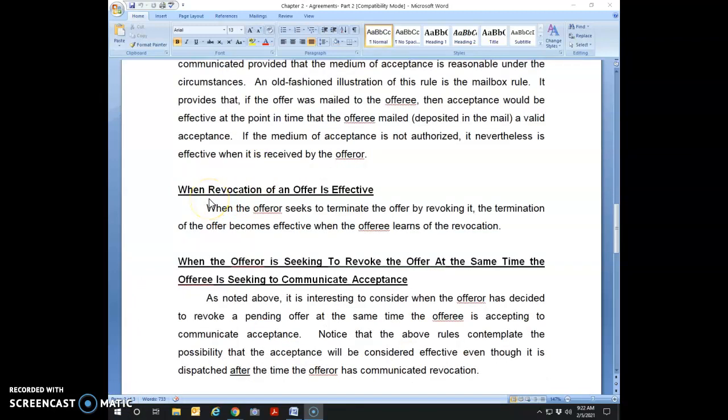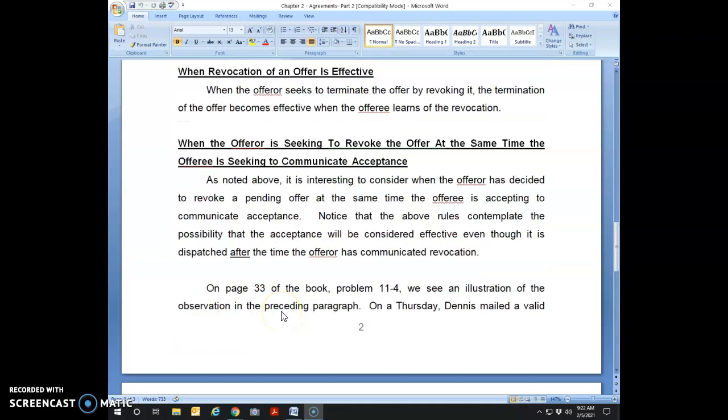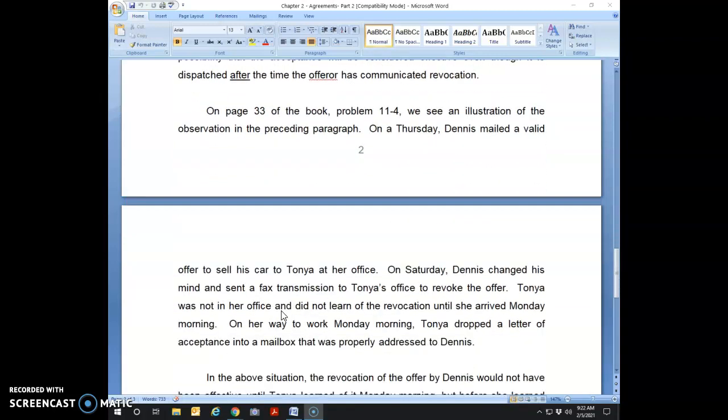We've already identified when acceptance is effective, but what we need to also understand, if we're going to figure this problem out, is when is revocation effective. And revocation of an offer is effective when the offeree learns of the revocation. Now we're going to have an interesting situation, and we can look at this in a little problem in the back of chapter 2 in the book. It's problem 11.4 on page 33.